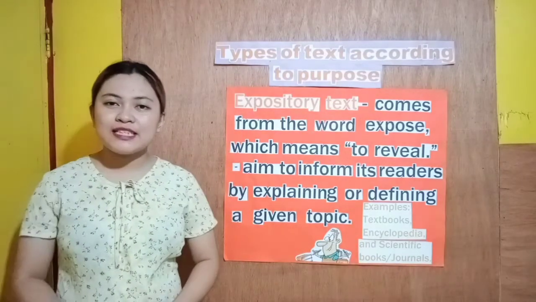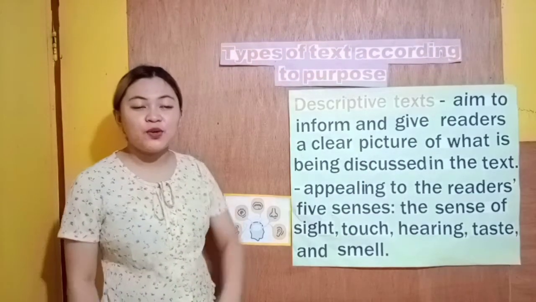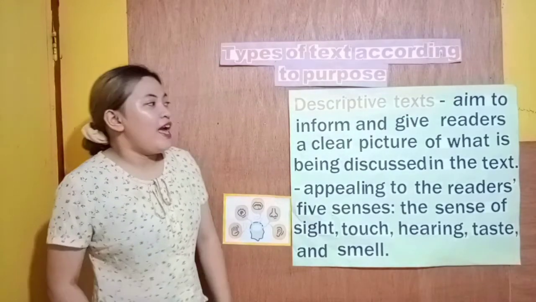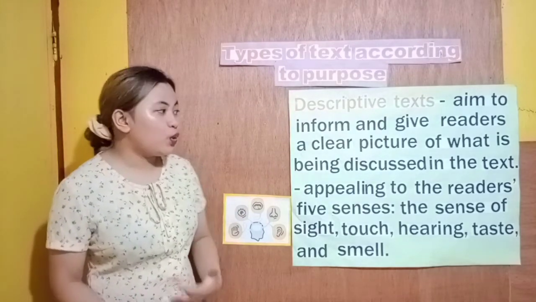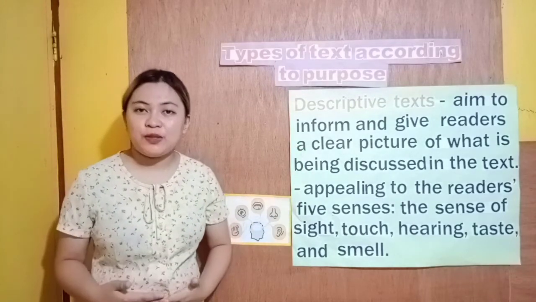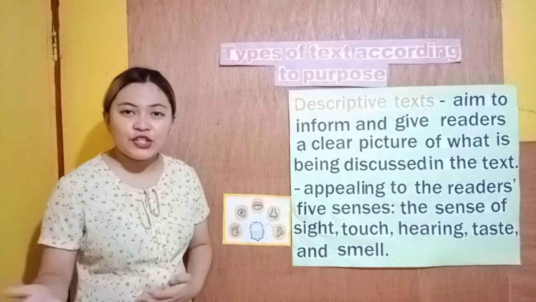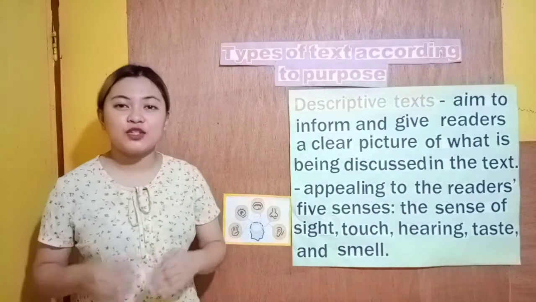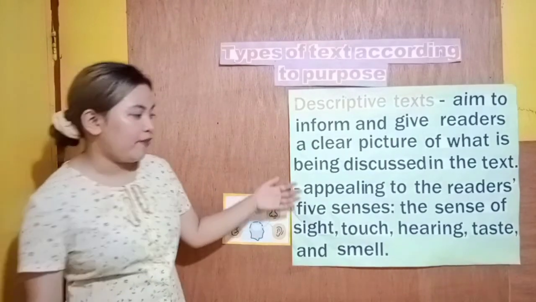Okay, now let's go on with the next topic. Now we have descriptive text. Who can read this one? Yes, John. Thank you, John. It says here that descriptive text wants the readers to see a clear picture. Meaning, when you are writing a descriptive text, you are describing what you're writing. You want the readers to feel and imagine in their head what's happening in the story or the text that they're reading.